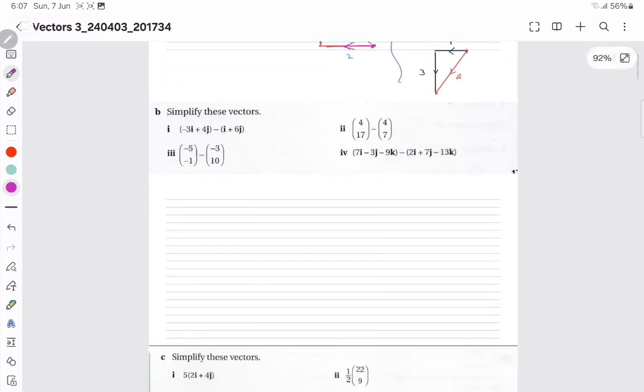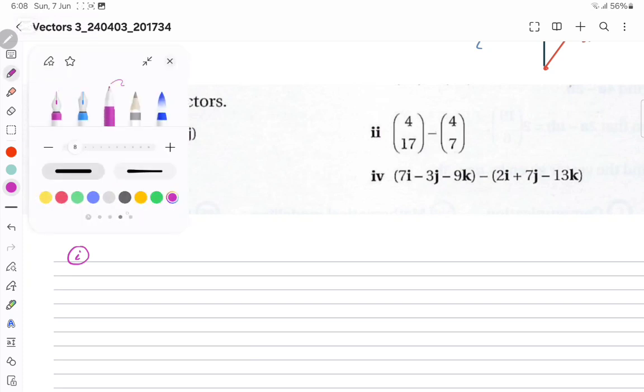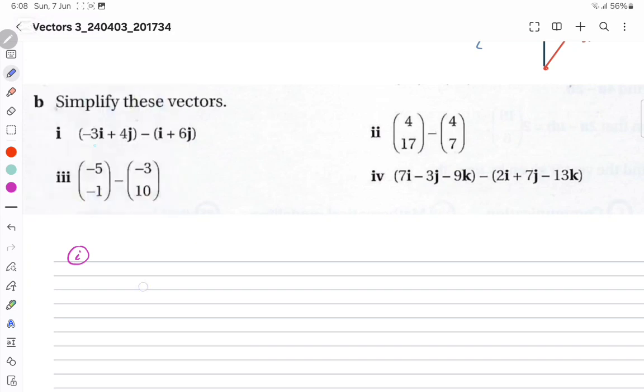Now we are going to the next question. We're back to simplifying again by adding and subtracting. In the same way, in letter i, we're just adding i with i. Negative 3i minus i, it will be negative 4i. For j minus 6j, it will be minus 2j. It's finished. Here it's in column vector, 4 minus 4, it will be 0. 17 minus 7, it will be 10.